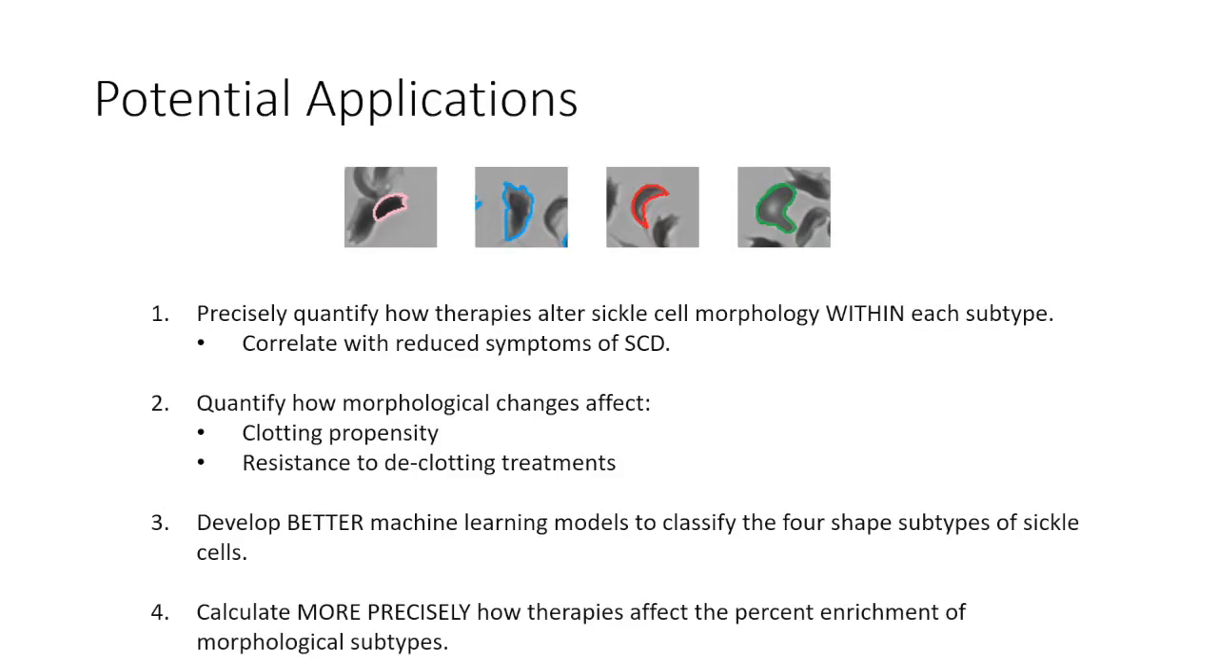Some potential applications of Shape Genie include precisely quantifying how therapies alter sickle cell morphology within each cell shaped subtype. Shape Genie could also be used to quantify how morphological changes affect clotting propensity and resistance to declotting treatments. Our results can lead to the development of better machine learning models to classify the 4 shape subtypes of sickle cells that we have identified. Finally, Shape Genie could be applied to calculate more precisely how therapies affect the percent enrichment of morphological subtypes.